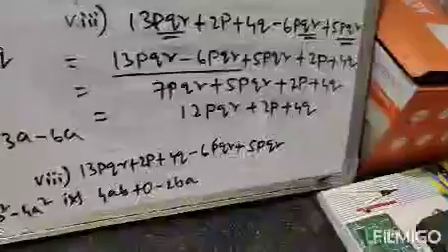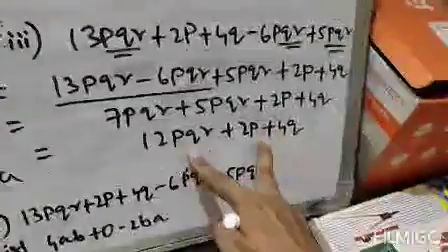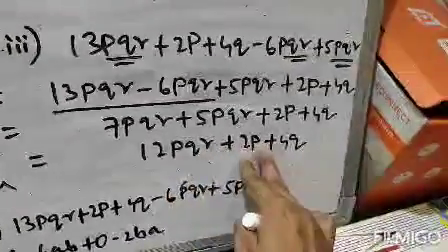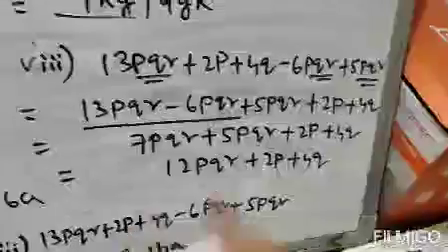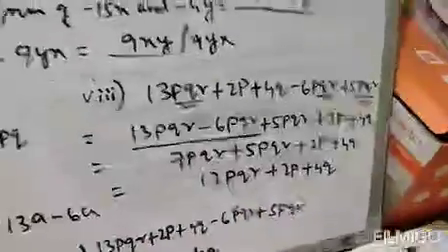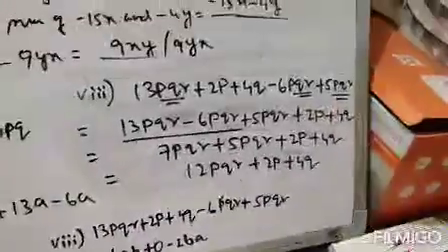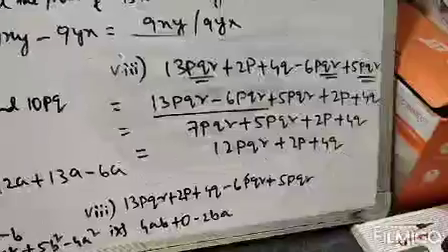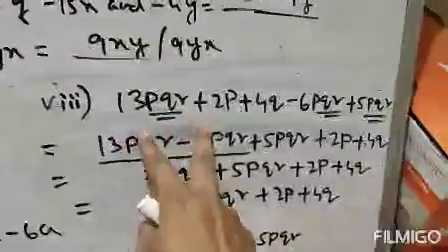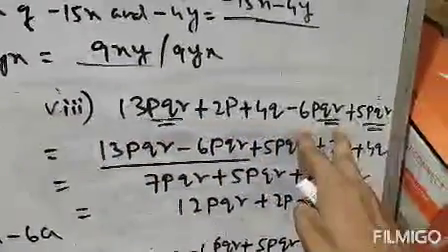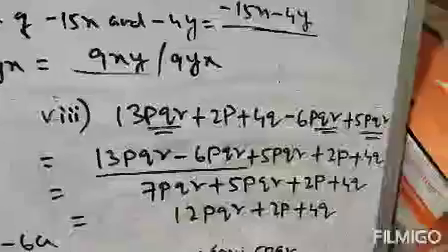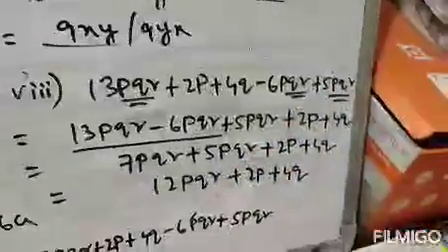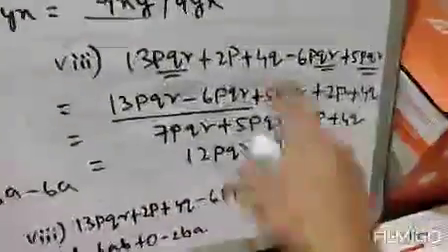Now these three cannot be added, because here the coefficient is pqr, here the coefficient is p, here the coefficient is q. The three coefficients are different, that means they are unlike terms, so we should stop right here. That is your answer. Clear? So 13pqr minus 6pqr gives you 7pqr plus 5pqr, so 12pqr, and this is 2p plus 4q.